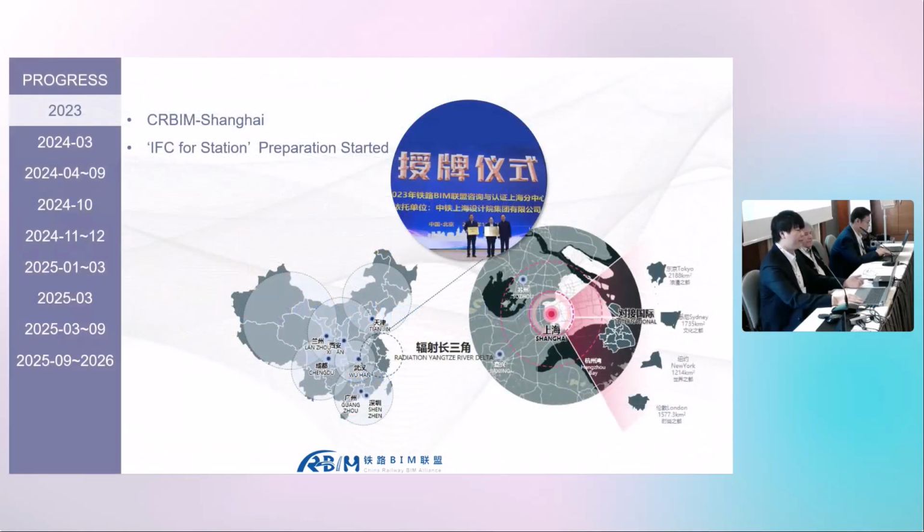In 2023, CRBIM Shanghai was set up, and our goal was firstly working on IFC for railway station project. We found that the current IFC standard cannot fulfill the requirements of railway stations in design, construction, and management, so we wanted a common standard that can be applied to railway stations as well.